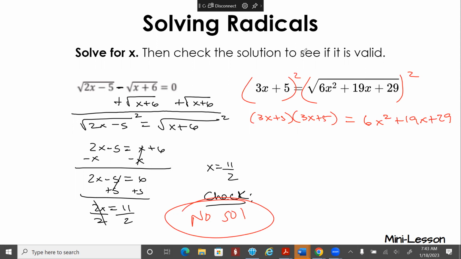I'll give you a second to catch up. All right, so we're going to multiply this out. We got 3x times 3x, that's going to give us 9x squared. 3x times 5 is going to give us 15x. 5 times 3x is going to give us 15x. And 5 times 5 is going to give us 25. And then I'm going to keep this guy the same over here.